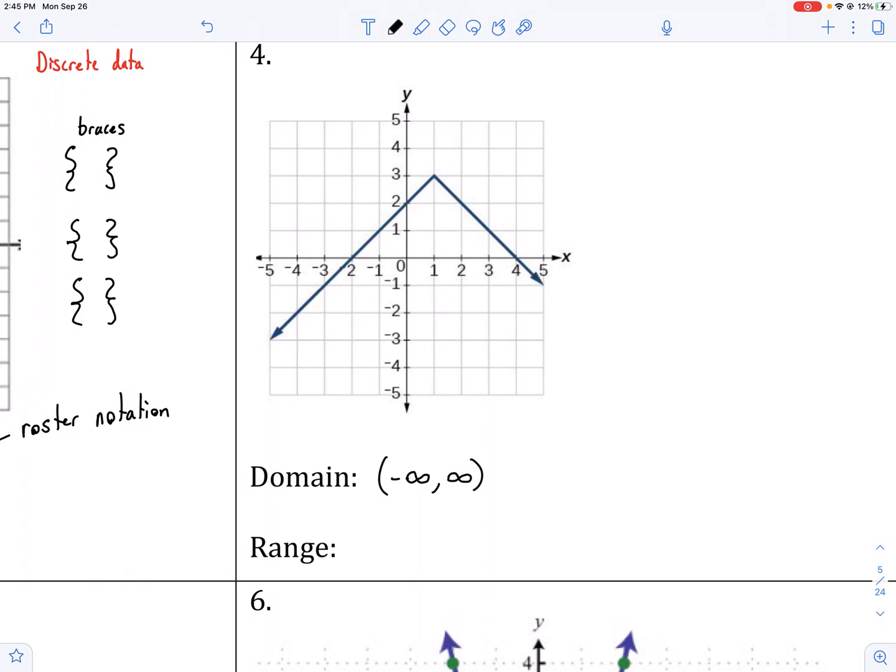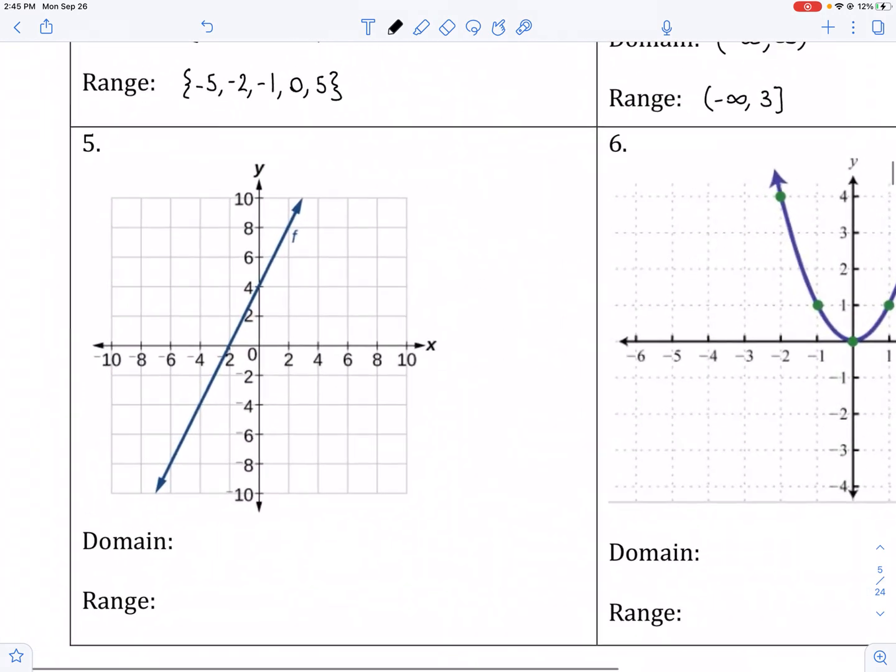Now the range is different. We're going from smallest y values to highest. The lowest it goes, well, if these arrows point down, it goes all the way to negative infinity. And the highest y value, the highest point in the graph, is this one right here, which has a y-coordinate of 3. And since it's not an infinity or a hollow dot, we use a bracket on that.